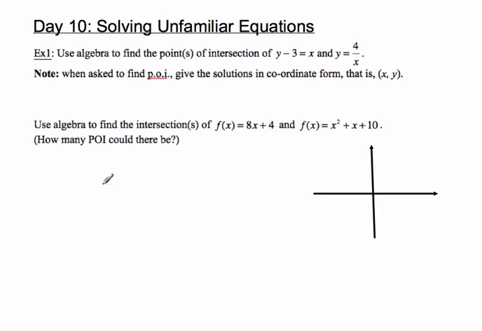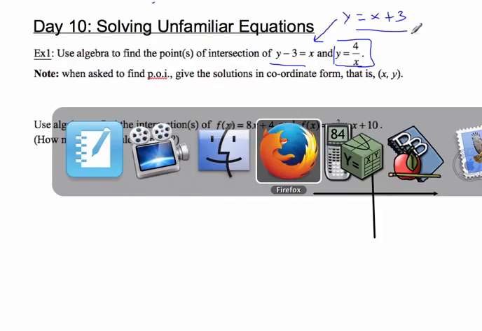Hello, this is Mr. Collier, and today we're going to be solving some unfamiliar equations. In this case, we're going to find the intersection of these two functions. If we want to use a graphing calculator to graph, we'll have to rewrite this as y equals x plus 3. And then we've got two functions that we can graph and find the point of intersection.